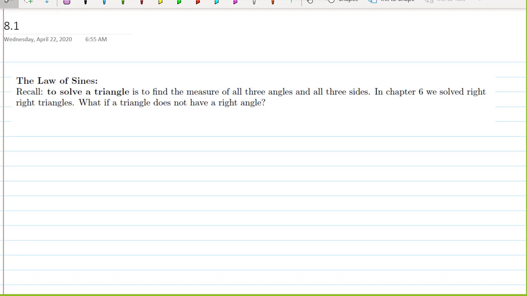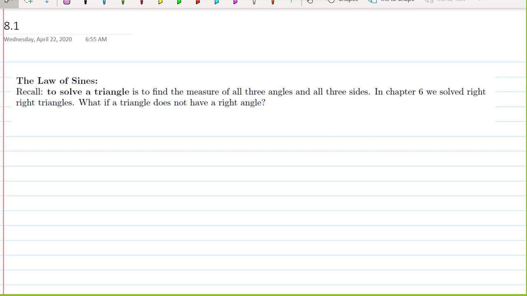All right, so in Chapter 8, Section 1, we're going to be talking about the law of sines. Back in Chapter 6, we talked about solving a triangle. Recall, to solve a triangle is to find the measure of all three angles and the measure of all three sides. In Chapter 6, we did this where we solved right triangles. Well, we want to generalize this idea.